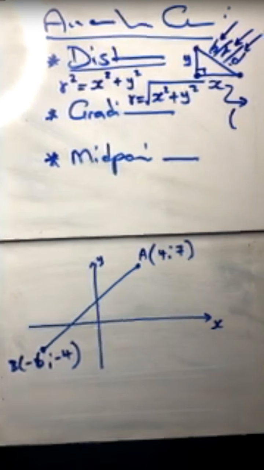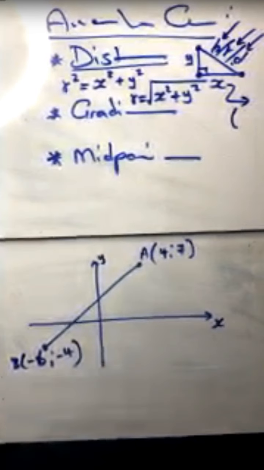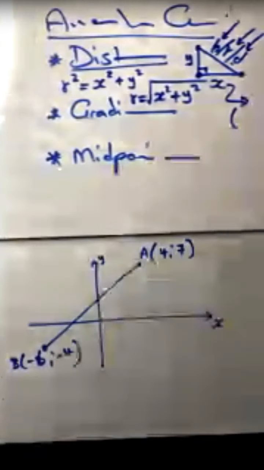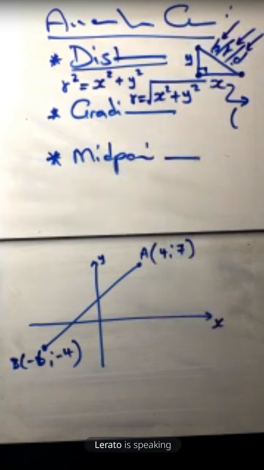Lerato, are you still there? Michelle, Lebo, Shuyas, are you guys there with us? Yes, sir. So are you still working out the distance? Yes, sir. Sir, I'm unable to see the coordinates of B. Is it negative 8? It's negative 4. So it's negative 6 and negative 4.